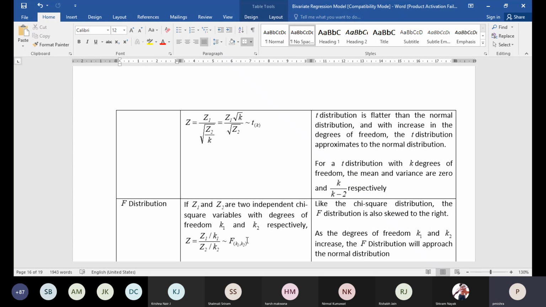Beta is equal to 0 means X has no influence on Y. Beta is not equal to 0 means X has some influence on Y. But this influence may be direct, it may be inverse. If we don't specify whether beta is greater than 0 or less than 0, then we are basically going for two-tailed test, because there we are mentioning the alternative hypothesis beta is not equal to 0.